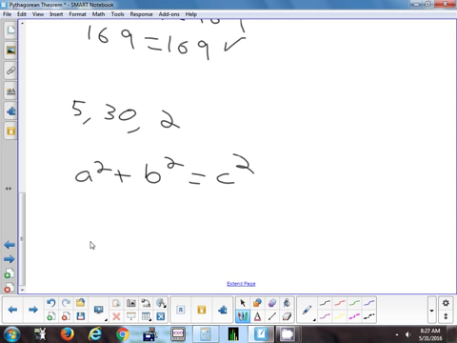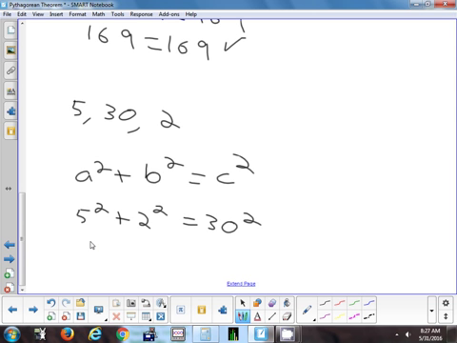Got to put in the biggest number on that side. 30? Now just take the other 2 and put them on the other side. 5 squared plus 2 squared. So does it matter which one you put for which? Nope, A and B doesn't matter. The only one that really matters is the one that's on the other side.